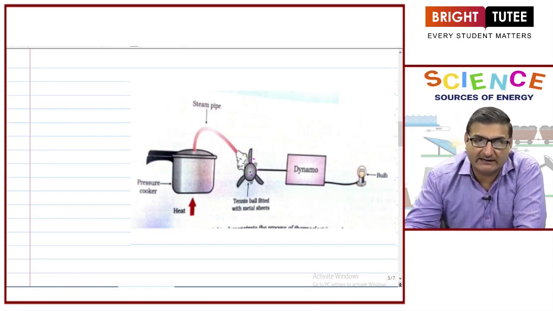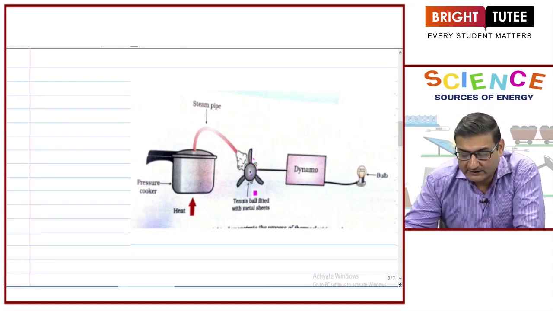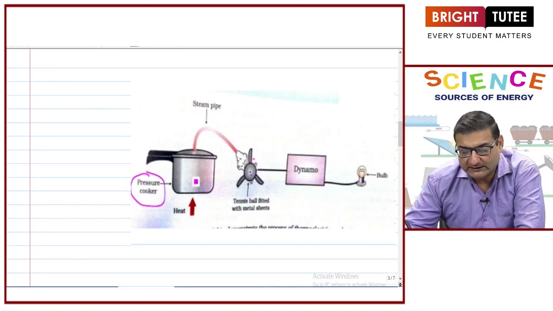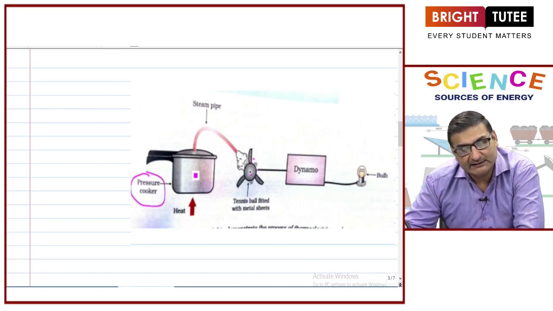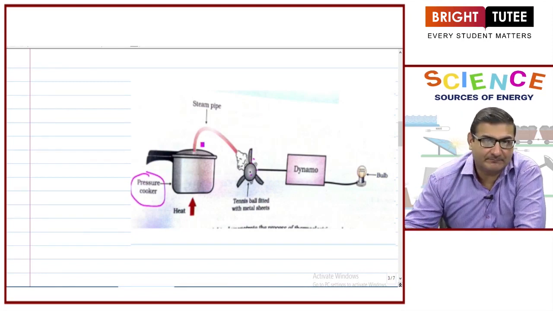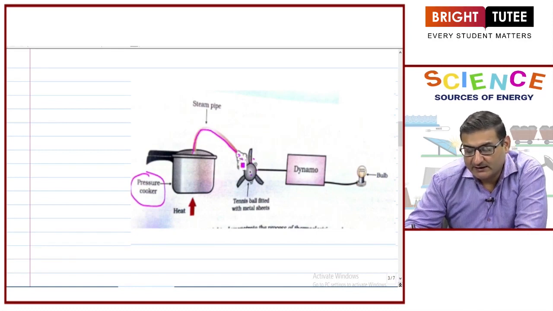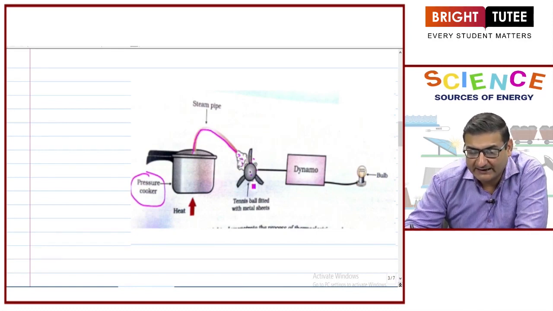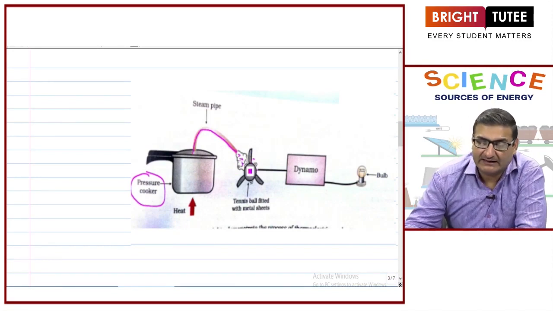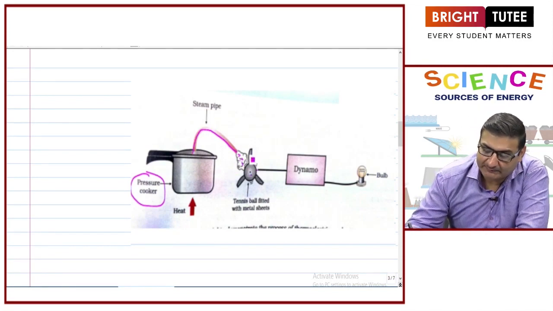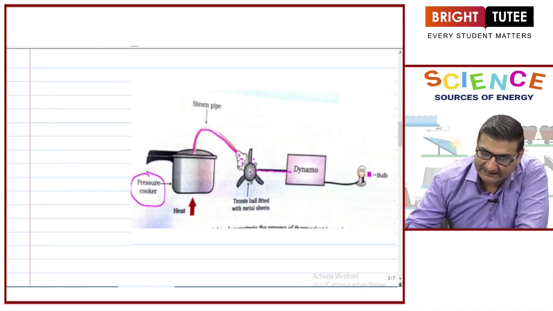Now, in order to rotate the blades, we take a pressure cooker and heat water in it in order to form steam. Now, with the help of this steam pipe, the energy in the steam is used to run the blades. Fine. So, when the blades of this so called tennis ball are running, this shaft will also rotate, causing electricity to be generated.